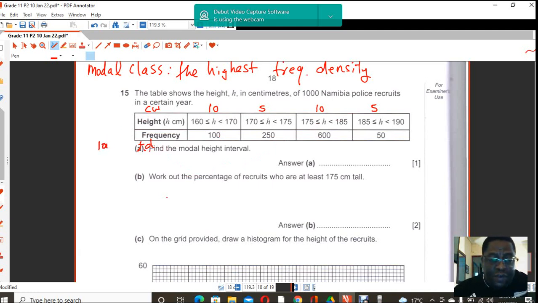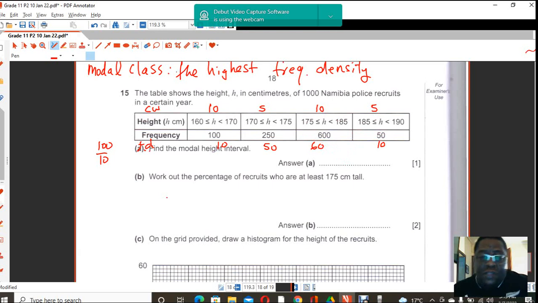So it's like 100 divided by 10. So in this case, it's going to be 10. This one is going to be 250 divided by 5. So this one here is 50. This one is 600 divided by 10. This one here is going to be 60, the frequency density. And 50 divided by 5, that's going to be 10.